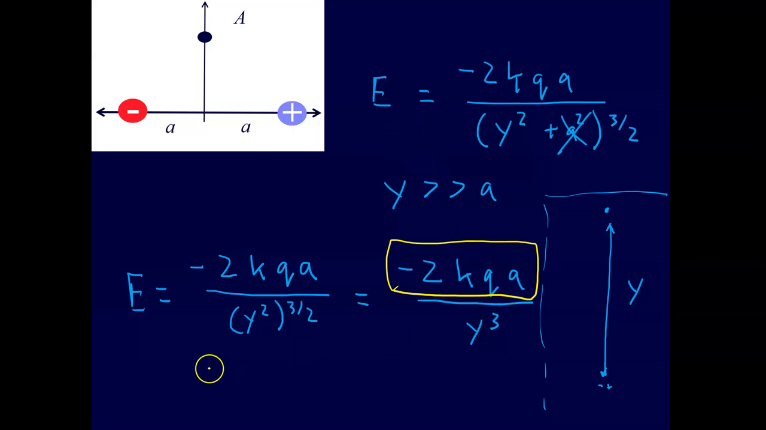And so what that means is that our electric field here, just to be clear, this is the electric field in the x direction, is proportional to 1 over y cubed. And that's what that question is asking for.